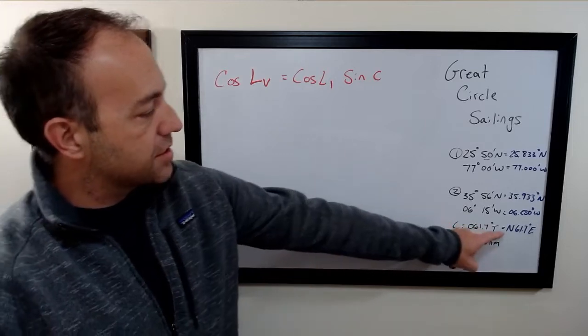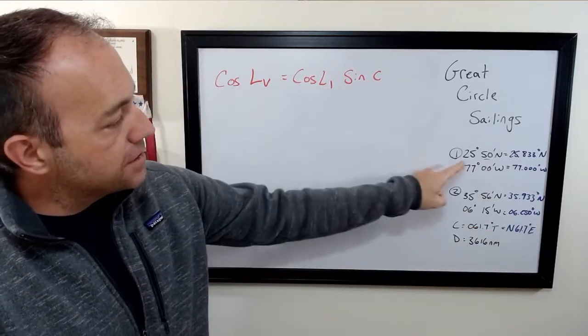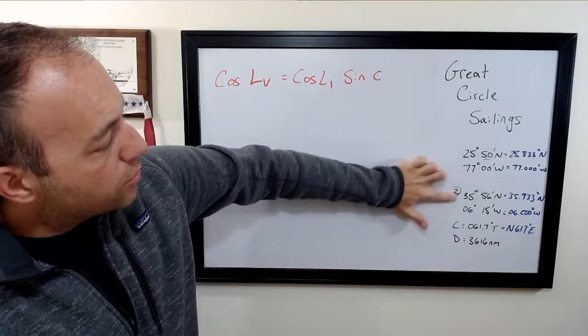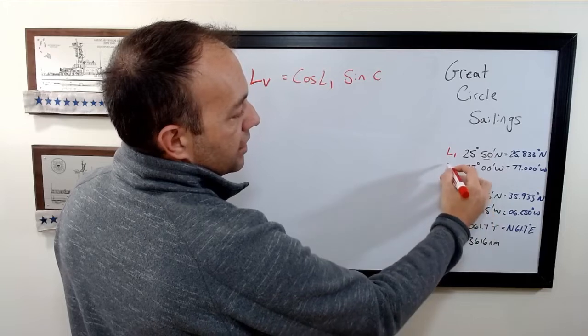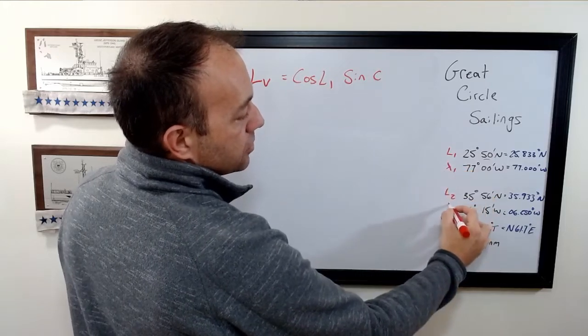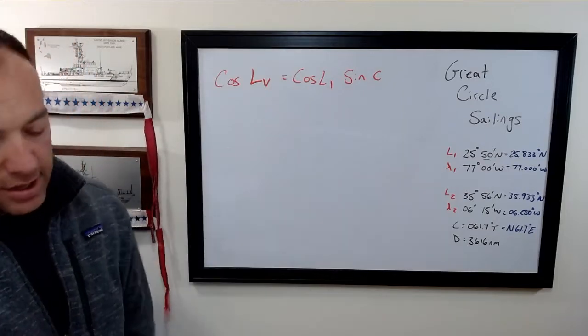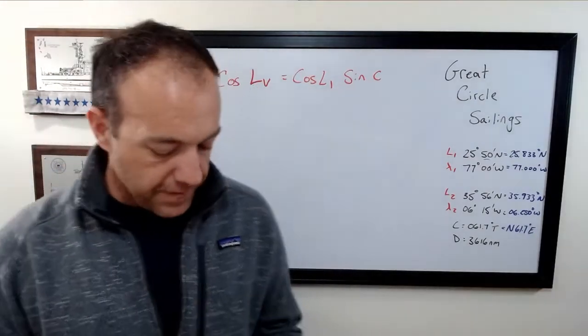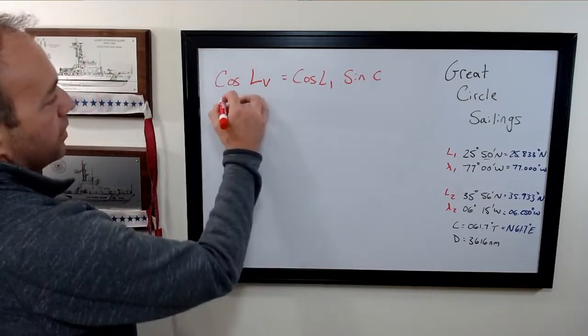So we've got the course, 61.7. We can put that in right here for C. L1 is going to be our initial position. So why don't we just rename these for sake here? L1, L2, and then lambda for the longitudes. And we've got all of our positions. Right, so if you're watching in the future, you can fast forward through this, but we'll just type everything into the calculator here.